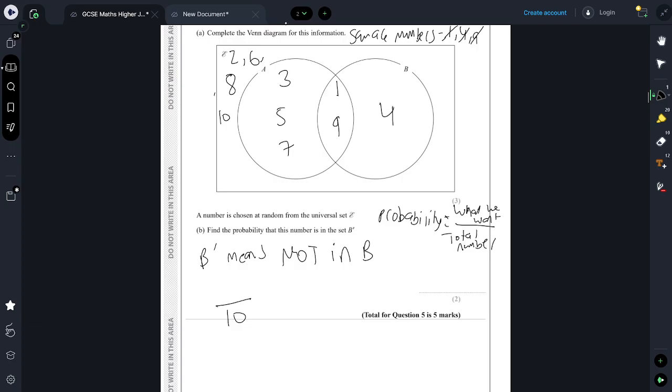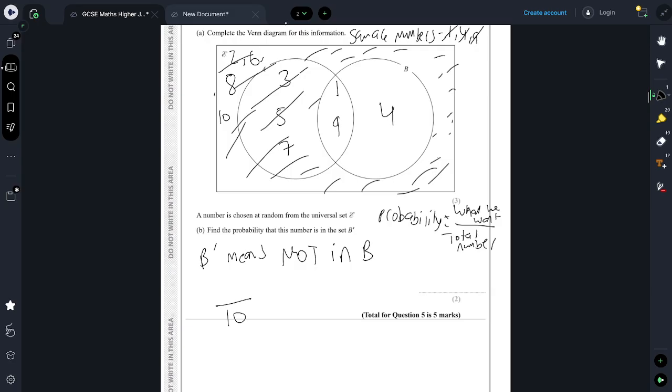We want a number that's not in B, which is what this means. B dash means not in B. So, how many numbers are not in B? If you have to visualize, you can shade the parts that are not B. Everything that's not in B is the whole rectangle and just A, but not the intersection, because the intersection means it has to be part of B. So these are the regions we want, everything that's not in the circle B.